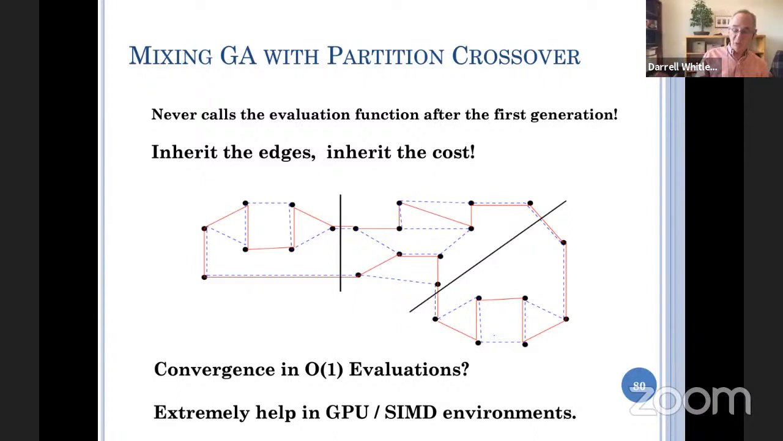You might want to quibble with that, and I would quibble with that myself. I'm not sure it makes sense to count evaluations. Sometimes it'll just get you into trouble. However, this is an extremely helpful feature when you're talking about GPU or SIMD parallel environments because that cost matrix is big. It's n squared and it takes up a lot of cache and you don't need to keep it around when you're using partition crossover.